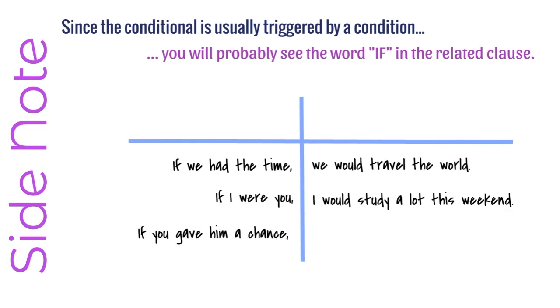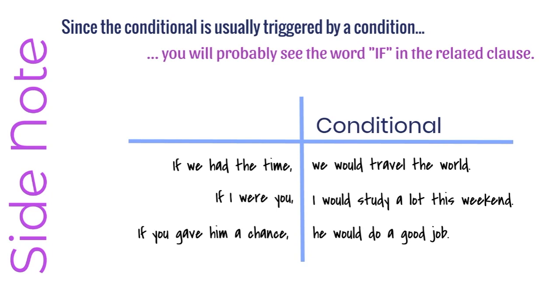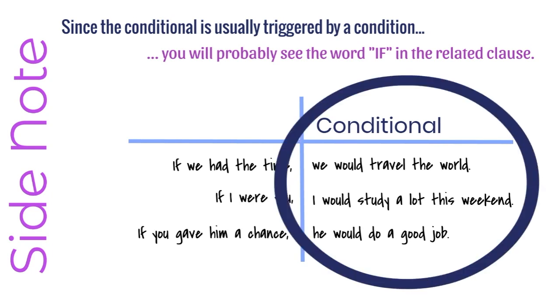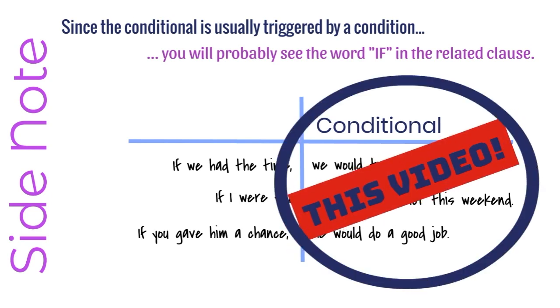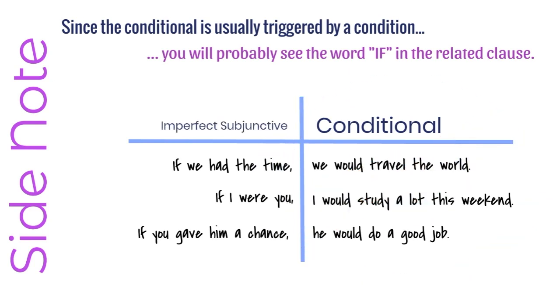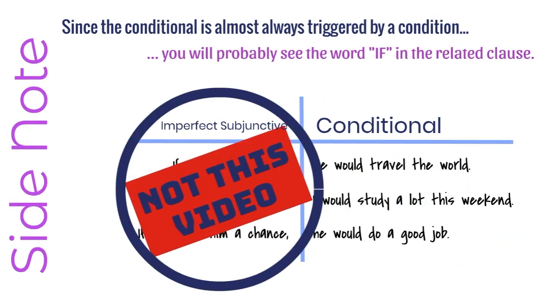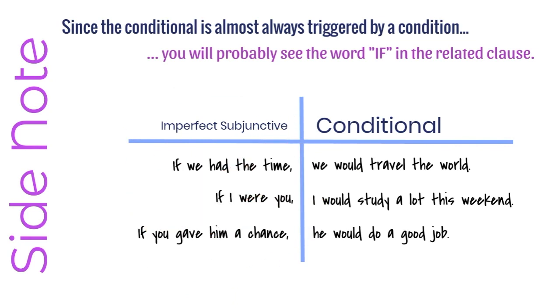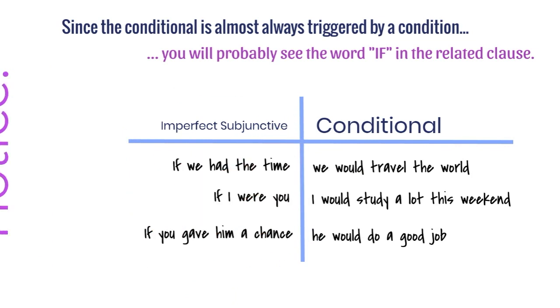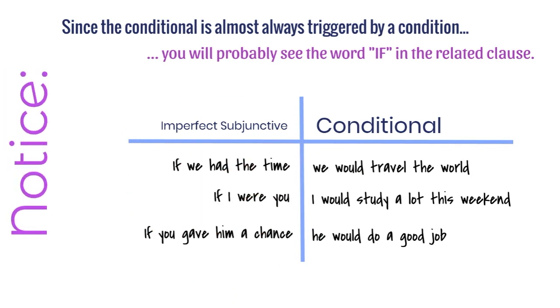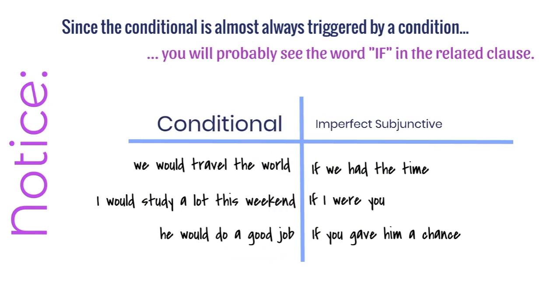In these sentences, the conditional is on the right-hand side. That's what this video is going to teach you to form in Spanish. Now, the verb used with the if clause goes in a tense called the imperfect subjunctive, and we are not working on that right now. Notice, by the way, that the if clause doesn't necessarily have to come first. These sentences still make perfect sense, and the same will go for Spanish. The order is not important.